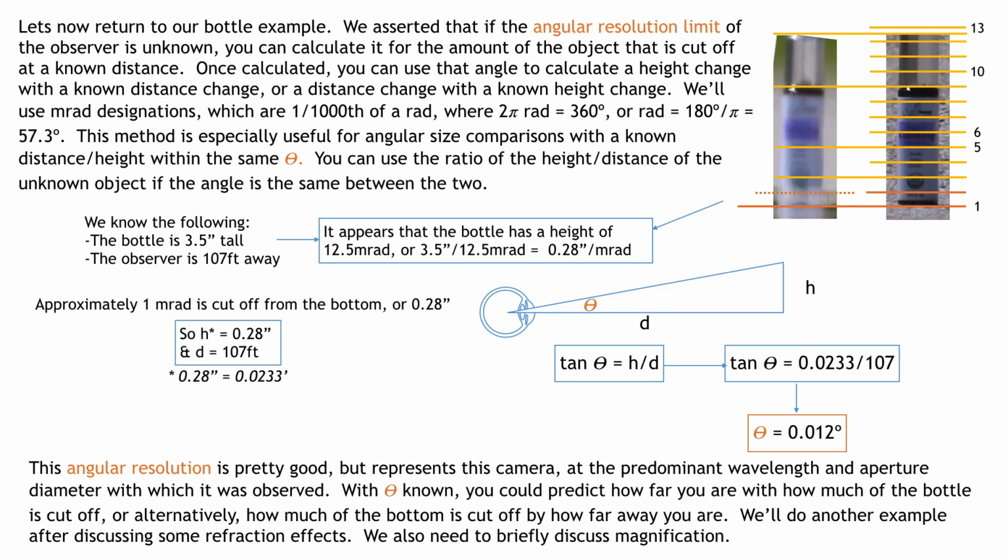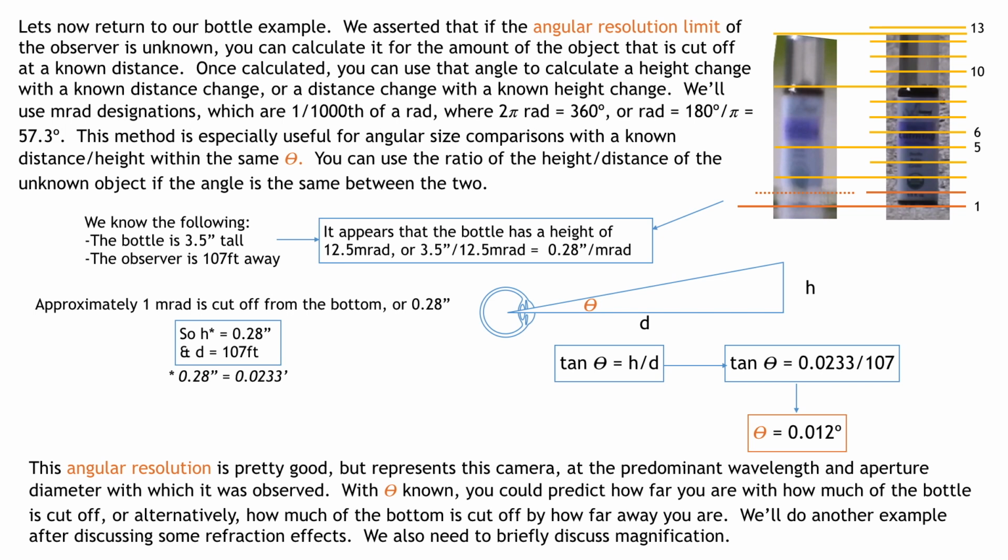So this angular resolution is pretty good, but it represents this camera at the predominant wavelength and aperture diameter with which this object was observed. So with theta known, you could predict how far you are with how much of the bottle is cut off, or alternatively, how much of the bottom is cut off by how far away you are, just by using that triangle and a known angle.